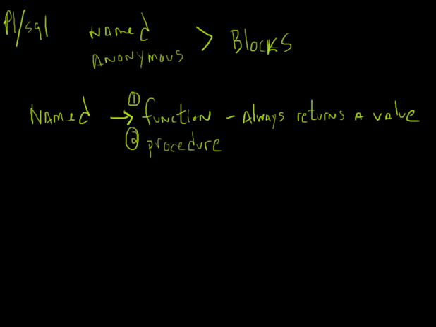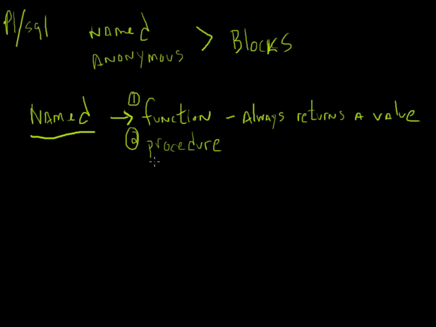Hello again, everyone. In our previous video, we took a look at named and anonymous PL/SQL blocks. We said those are the two basic ways of creating PL/SQL code that you can run against your database. And we said that named blocks can be either functions or procedures. And we took a look at some functions. Functions are pretty easy to understand. They're always going to return a value.